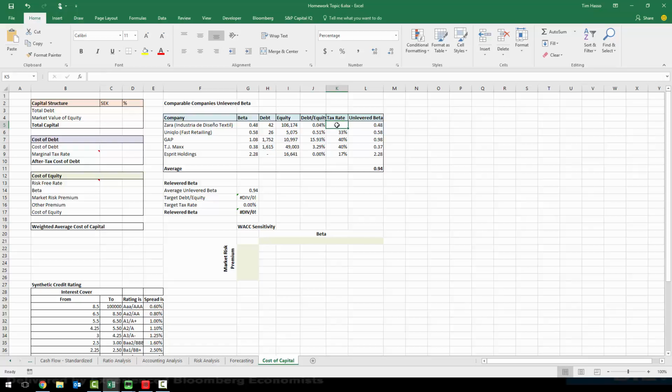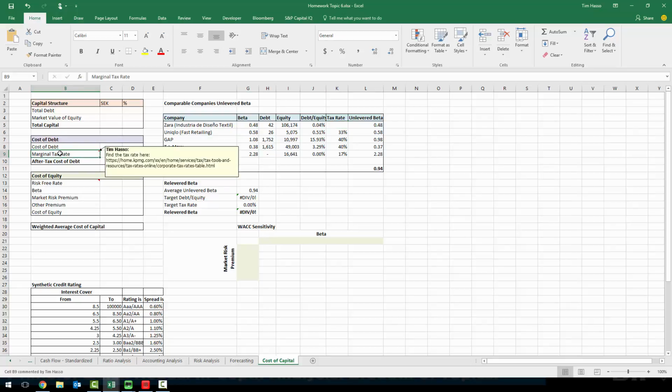And then finally, we need the tax rate for Zara. The tax rate for Zara is something that we can find by Googling it. If you look here on the right-hand side under cell B9, where it says marginal tax rate, I have a comment where you can find the tax rate. It's a KPMG website. You can also find it if you just Google KPMG corporate tax rates around the world.